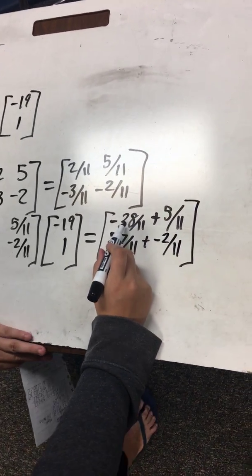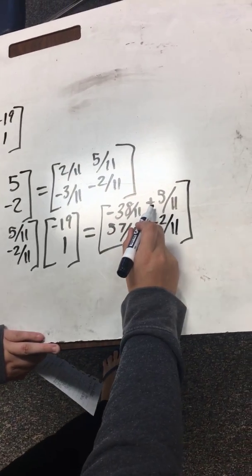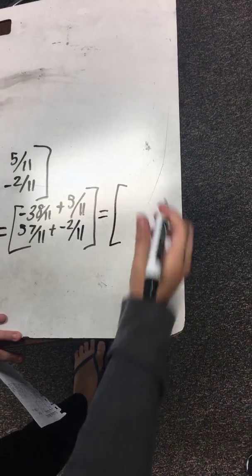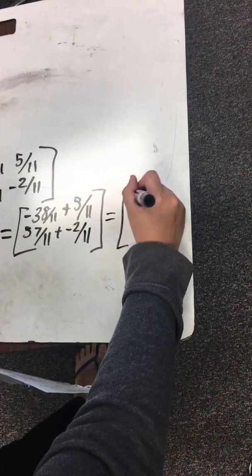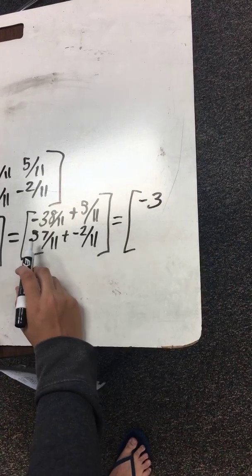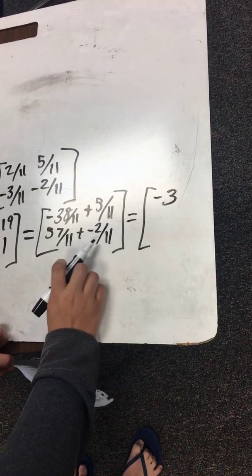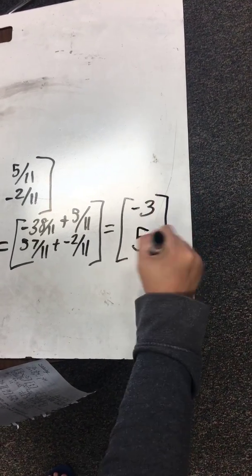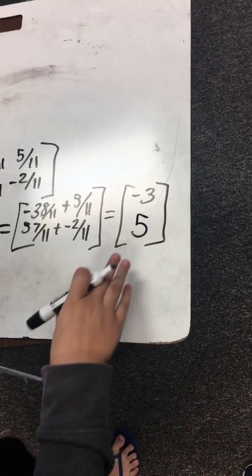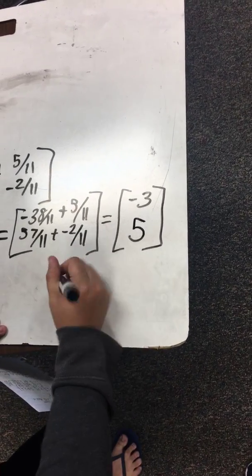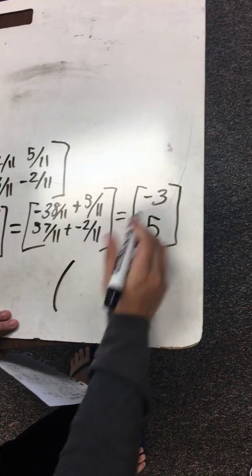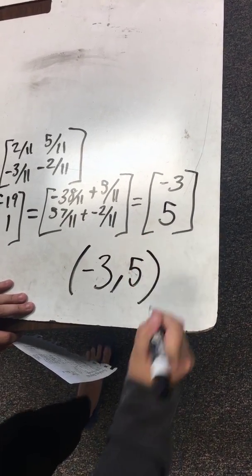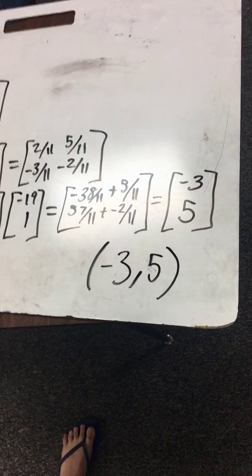So now you will add negative 38/11 and 5/11 together to get your final answer for the top row, which will be negative 3, and then you will add 57/11 plus negative 2/11, which will give you 5. So taking these two numbers, you can create a final answer of x and y. Your x will be negative 3, and your y will be 5. And that is how you solve for matrices.